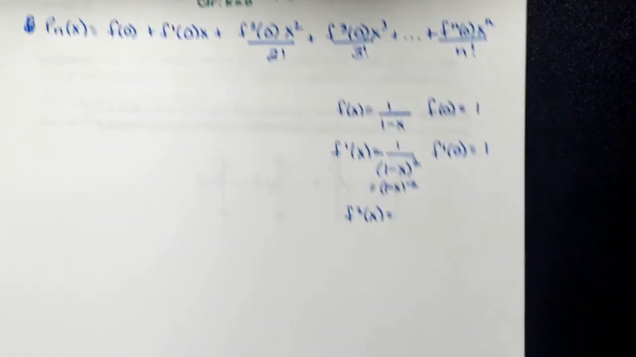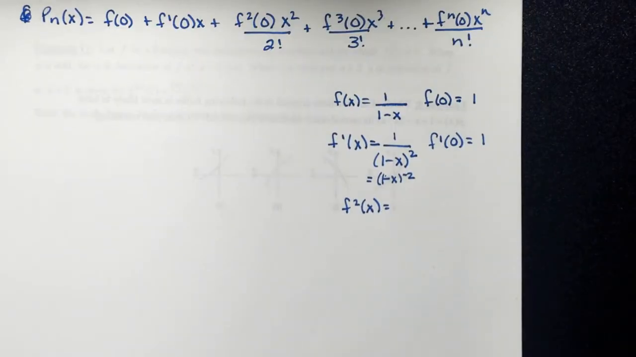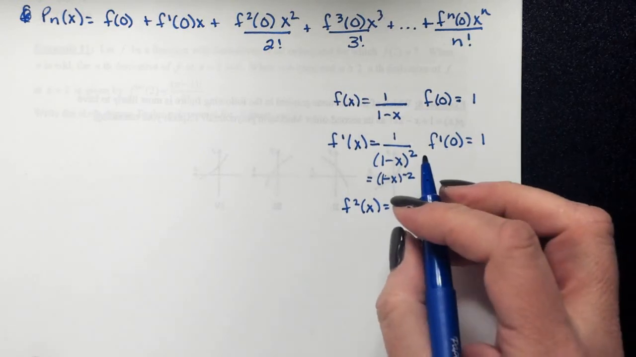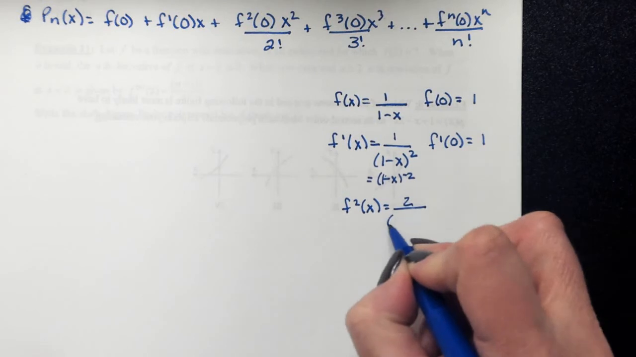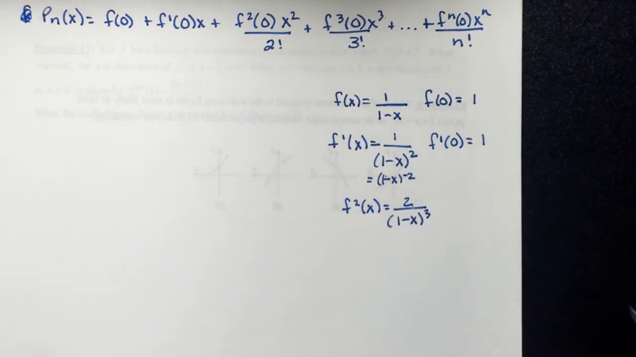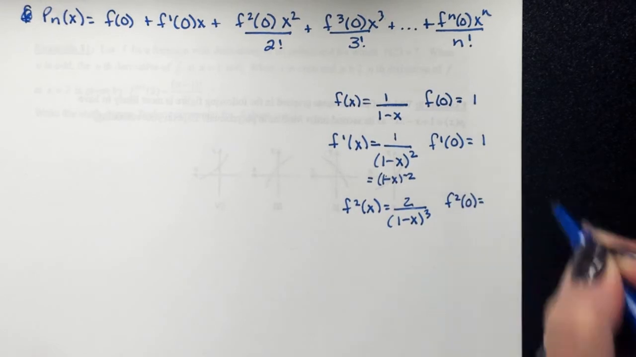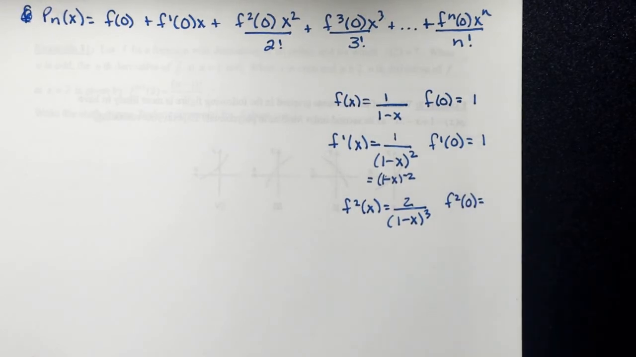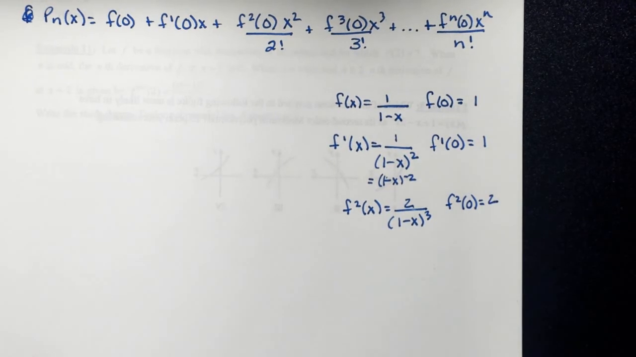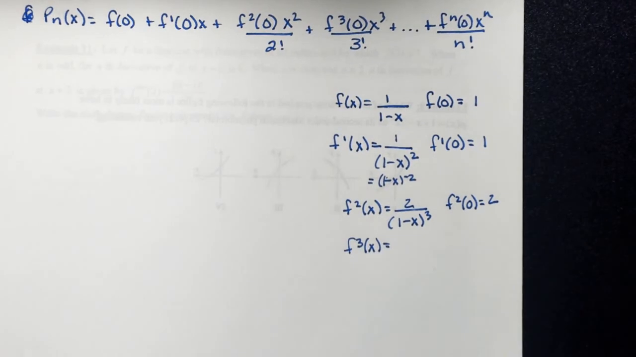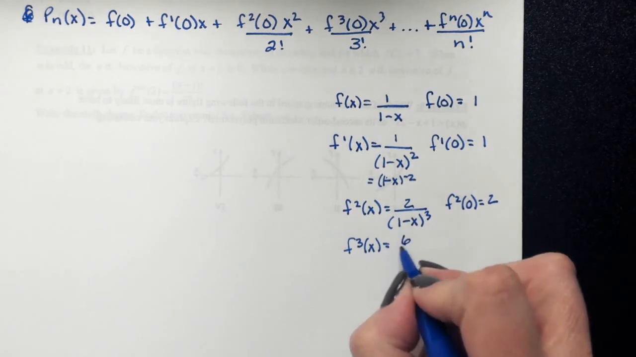So what's my second derivative then going to be? My second derivative is going to be what? 2 times 1 minus x to the negative third, or 2 over 1 minus x to the third. So then my second derivative at 0 is going to be equivalent to what? 2. Third derivative. What's the third derivative going to be? 6 over 1 minus x to the fourth.